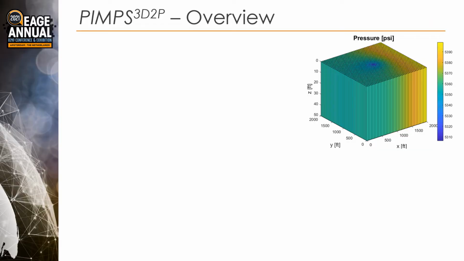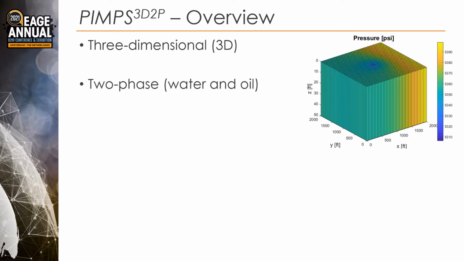Now, an overview of my code is that it is three-dimensional, two-phase water and oil. So it's good for simulations above the bubble point. It is a finite differences model, which implies that inputs and outputs are indicated at nodes, at each node, not at each grid block, at the nodes around each grid block.